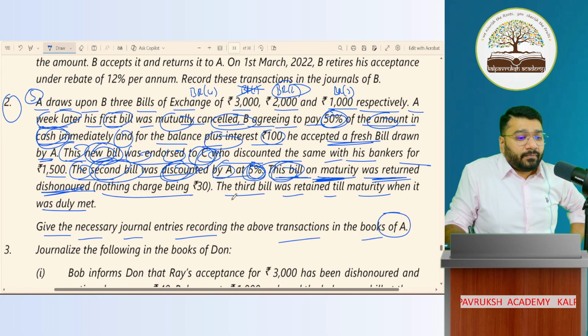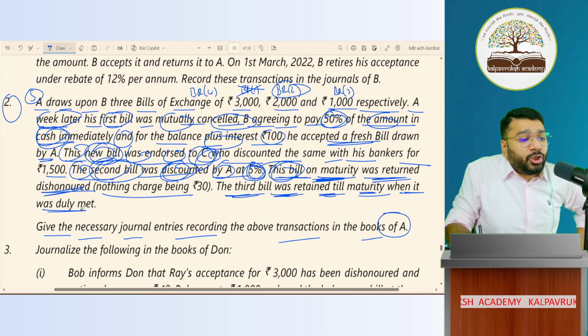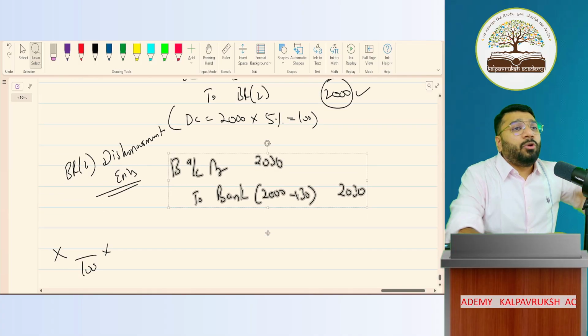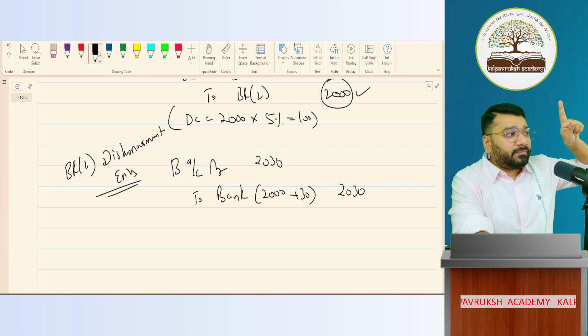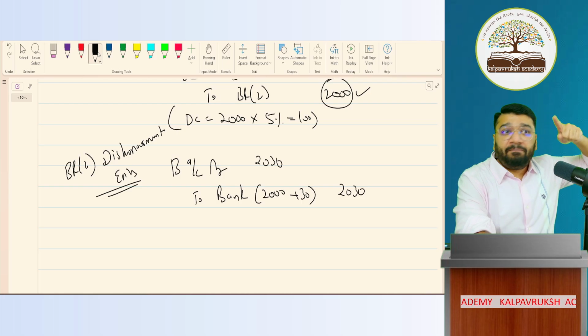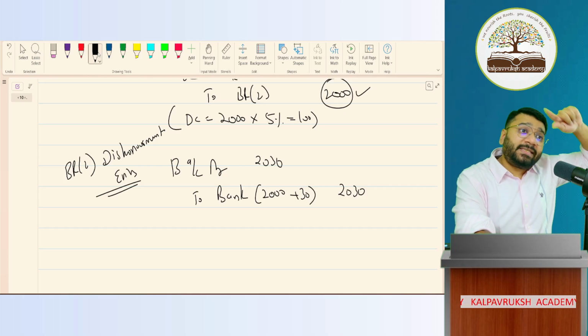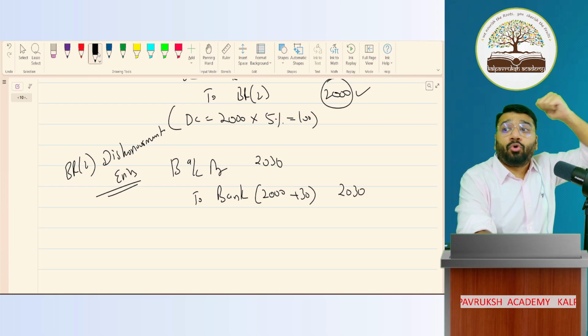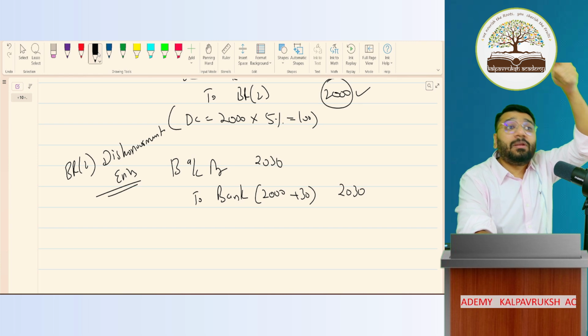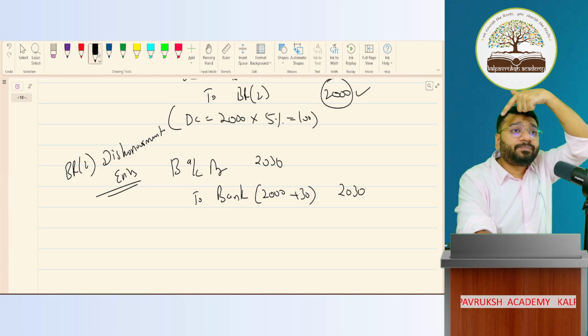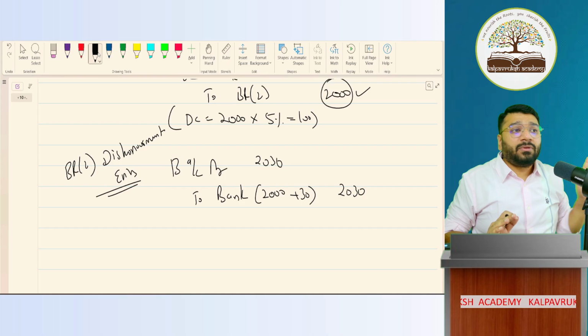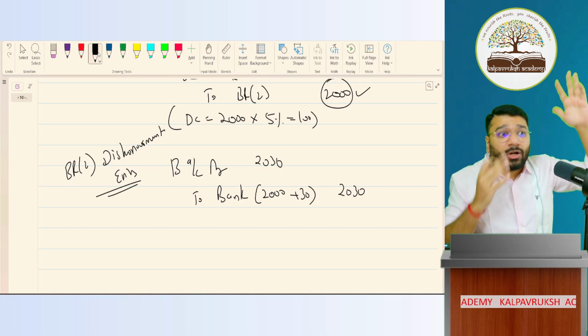Then what is happening? The third bill was retained till maturity when it was duly met. So the third bill is honored. Who is holding the third bill? BR1 got cancelled. It was converted to BR4. BR4 was given to C as endorsement. C got it discounted to the banker. So who is the holder of the bill BR4? The banker of C. The banker of C will present it to B. Nothing is mentioned about that, so stay silent, leave it. It means the due date has not yet come.